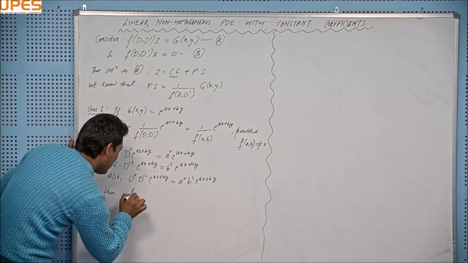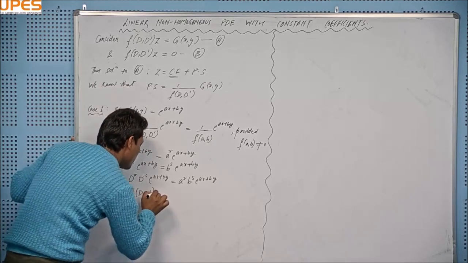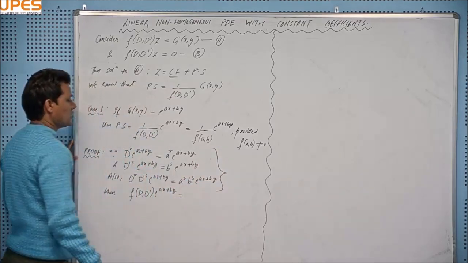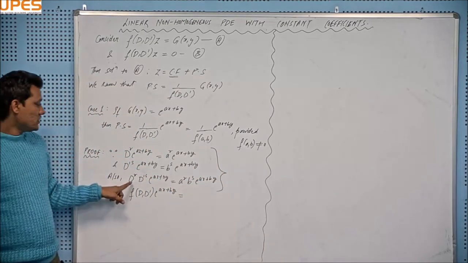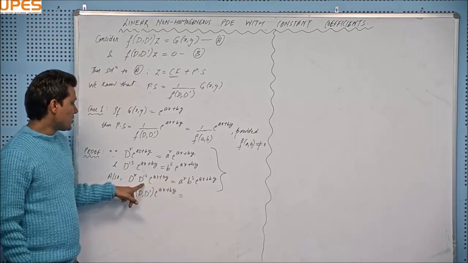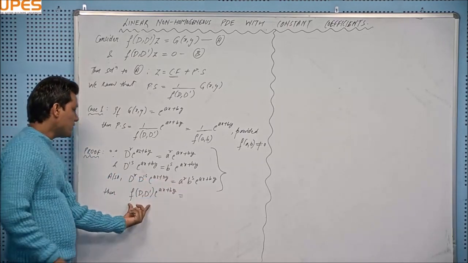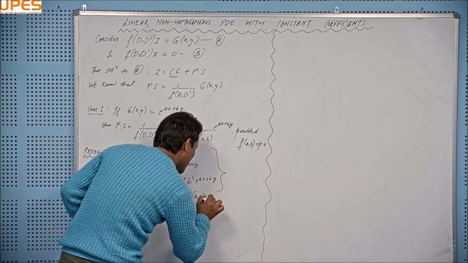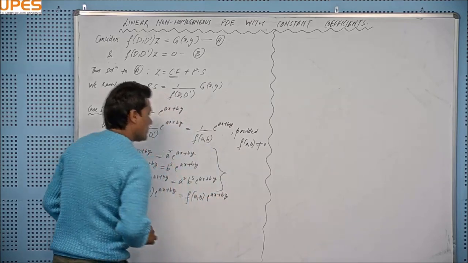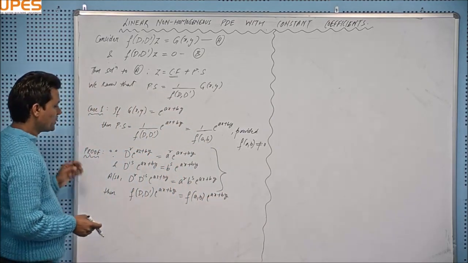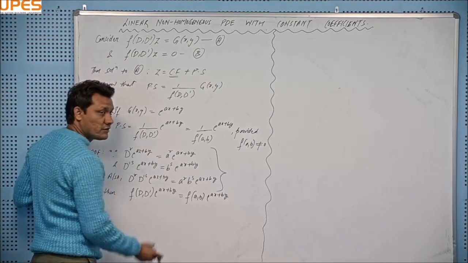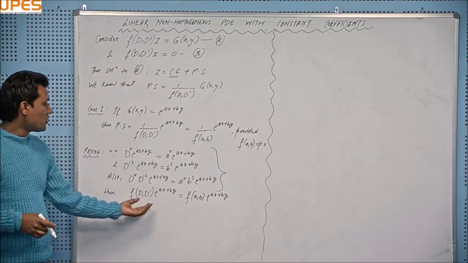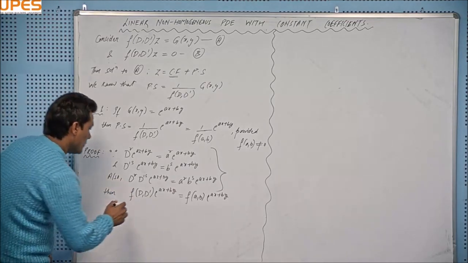Then f(D, D') on e to the power ax plus by, using these three results, appears as D replaced by small a and D' replaced by small b. So f(D, D') will give f(a, b) and e to the power ax plus by, right? And now you can easily take this operator here and 1 upon f(a, b) here, or you can say operating with the inverse operator of f(D, D'), same thing there.